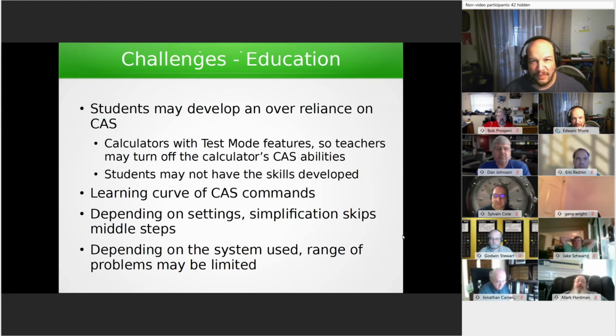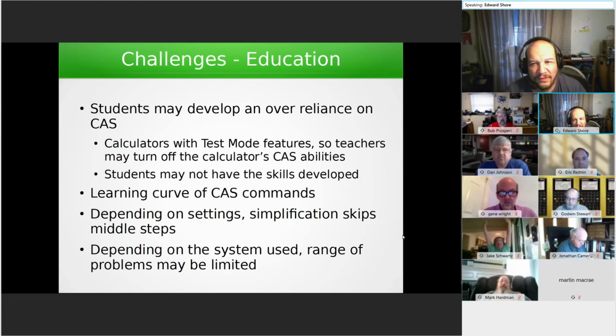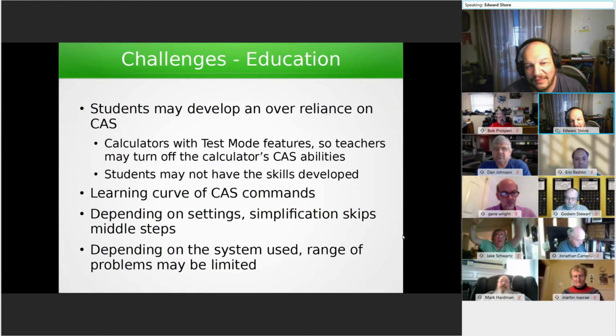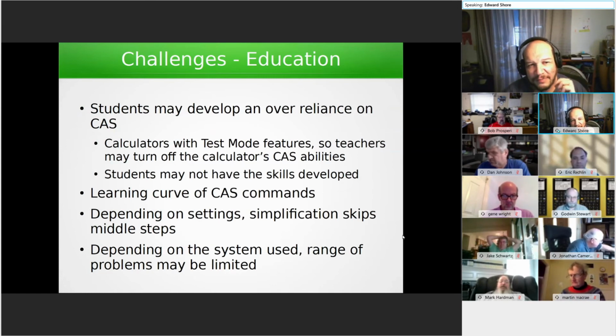There may be some drawbacks. Students may develop an over reliance on computer algebra systems. So if you have your classroom and you have your test mode and you turn off the CAS abilities, well, if the students kept over relying on computer algebra systems and not learning the middle steps, they're in trouble because they're going to have to show their work. They haven't really learned the concept.